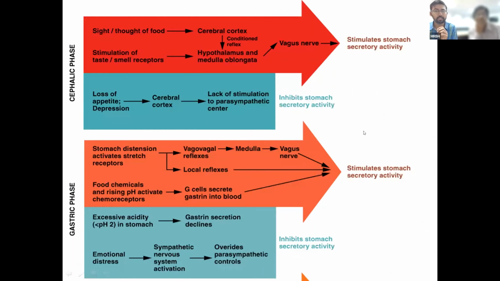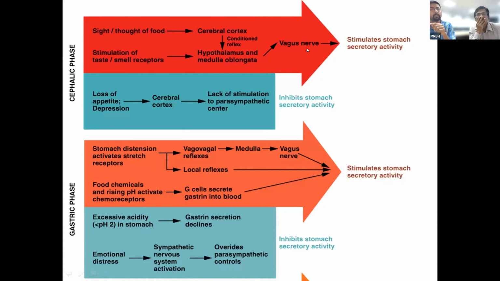Now, along with the gastric acid secretion, it is also important to understand the various phases of gastric secretion, because the acid secretion differs depending on the phase. First of all, we have the cephalic phase, which begins before the food enters the stomach, with the sight or the thought of the food, or when the food is in the mouth. This acts on the brain, in the cerebral cortex and the hypothalamus, which stimulates the vagus nerve.